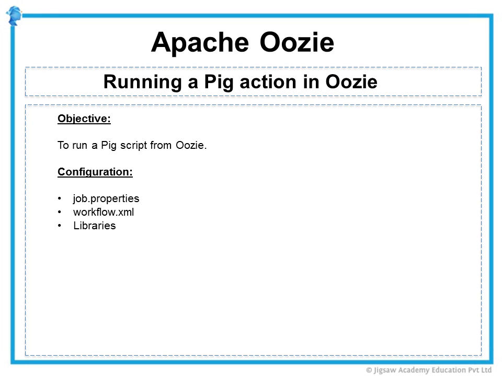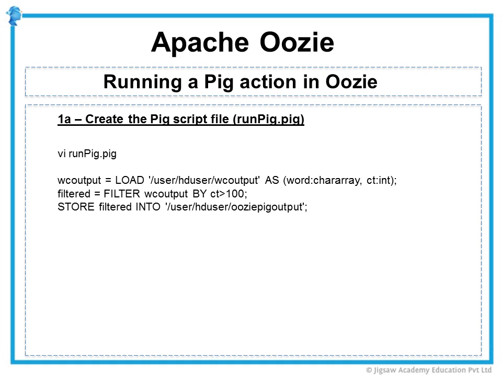Now let us see how to run a pig job from Oozie. Okay, so we have a simple pig script. So what we're going to do here is, let's say hypothetically, load the output of a MapReduce job into a relation and filter the relation to check if any of the words have occurred more than 100 times, and then store the output into a particular folder, right? So very simple pig script, and I'm going to store this as a .pig file.